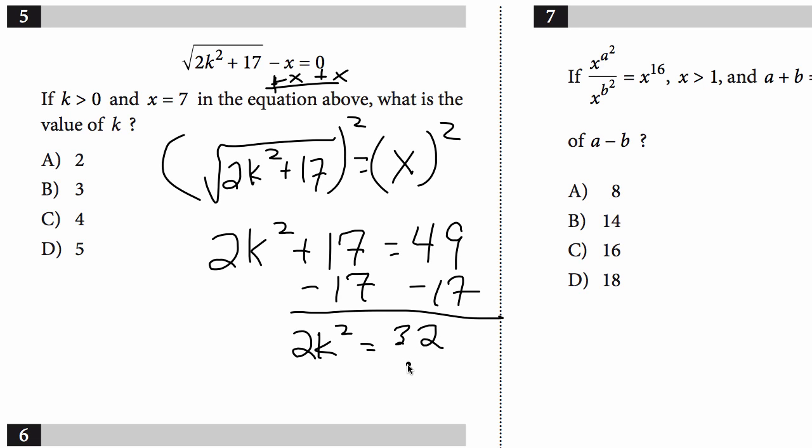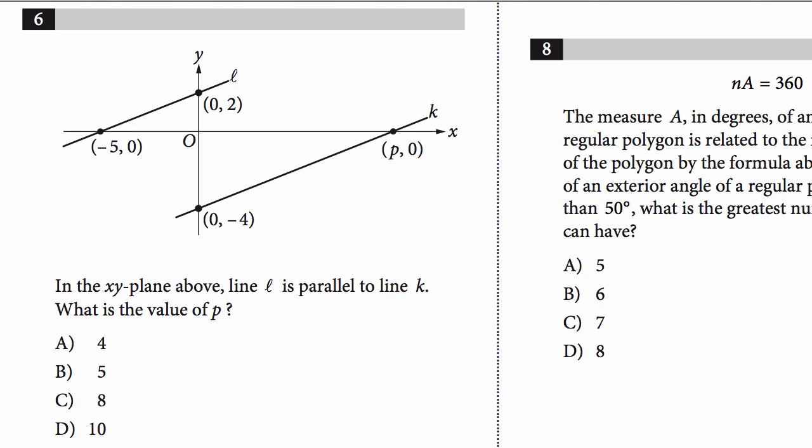Am I doing that right? Yeah, 32. Divide by 2. k squared equals 16. And what squared gives you 16? 4. That's it. All right, I want to show you a super easy way to do number 6.